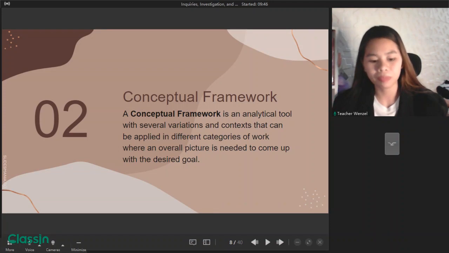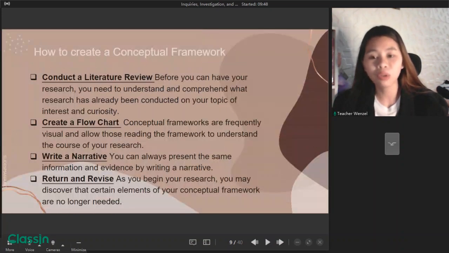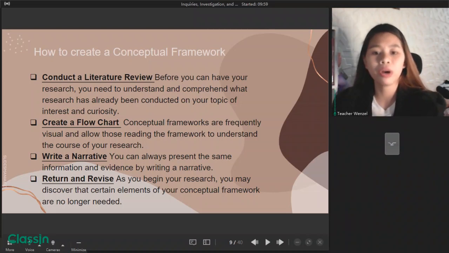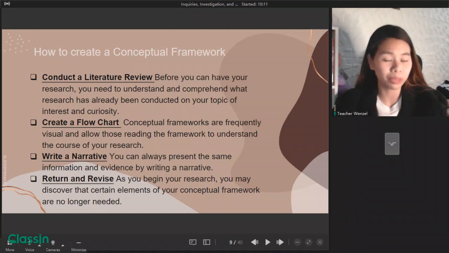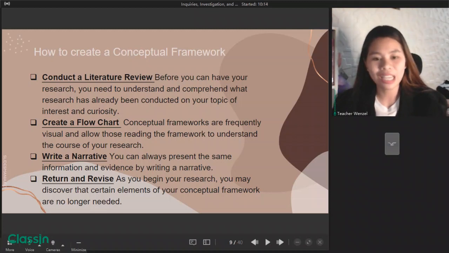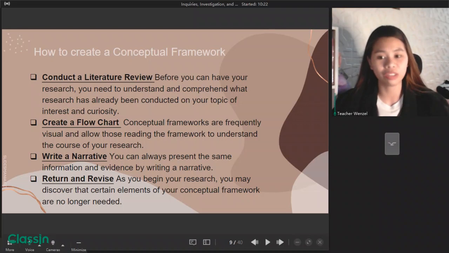So how to create a conceptual framework? So first, we have to conduct a literature review. So before you can have your research, you need to understand and comprehend what research has already been conducted on your topic of interest and curiosity. So a conceptual framework functions similarly to a recipe or a blueprint. It outlines how you intend to conduct the research for your thesis, but it goes beyond that by getting your work within the great field of a study.